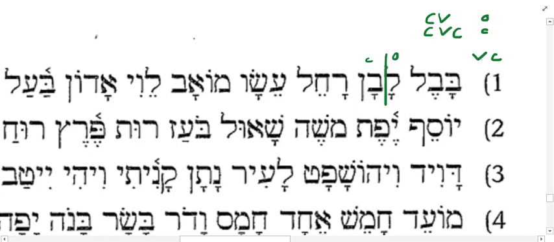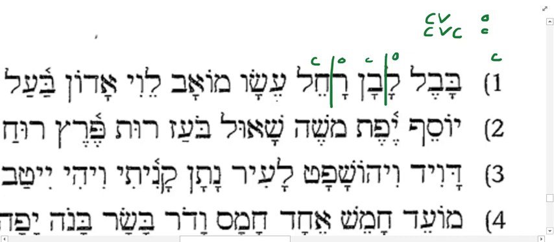Bet, kametz, nun, consonant, vowel, consonant, closed syllable. Rachel: the resh has its vowel, and the chet can't go with the resh and its vowel. It's got its own vowel under it, so it has to be starting its own syllable. Resh, kametz is consonant vowel, that's open. Chet, sere, lamed is consonant vowel consonant, so that's closed. Rachel, Rachel.